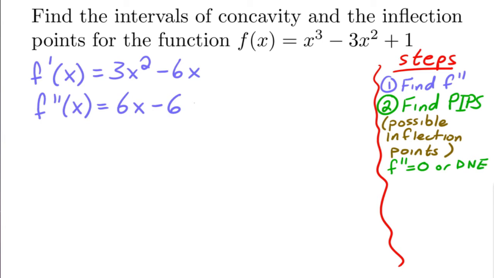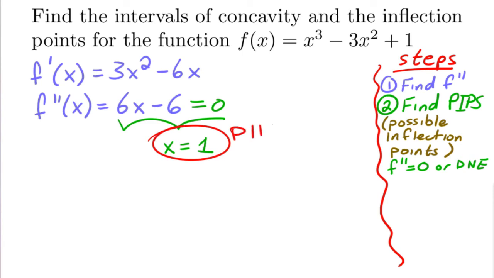So you go to your second derivative, you set it equal to 0, and you solve it, and you go, okay, well, x is equal to 1. Okay, well, great. This is your one and only pip. All right. And then basically what you do is the same thing you did for the first derivative test, except that you do it with the second derivative. So you're going to test around your pips.